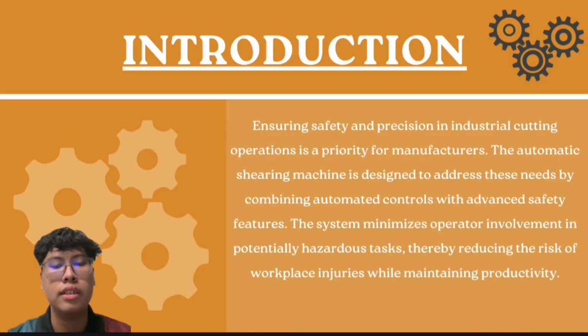Firstly, for the introduction, ensuring safety and precision in industrial cutting operations is a priority for manufacturers. The automatic shearing machine is designed to address these needs by combining automated control with advanced safety features. The system minimizes operator involvement in potentially hazardous tasks, thereby reducing the risk of workplace injuries while maintaining productivity.